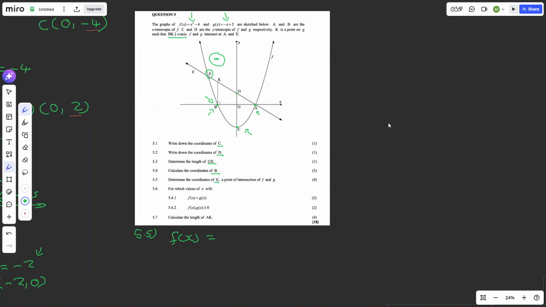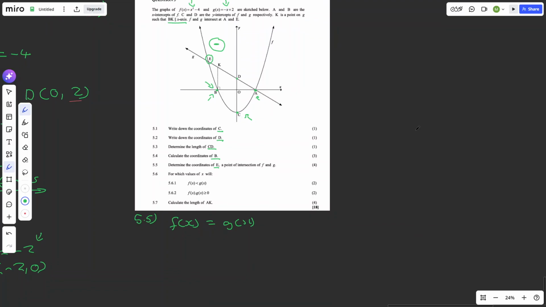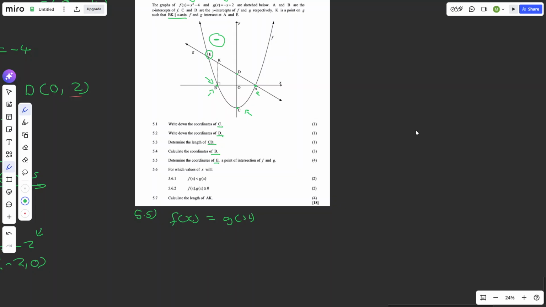To solve such questions, you simply need to equate both functions. By equating them, we'll then be able to solve for x. Once we solve for x, we then substitute that value into either of our functions and find the corresponding y value. So now, let us equate them. x squared minus 4 is equal to minus x plus 2.